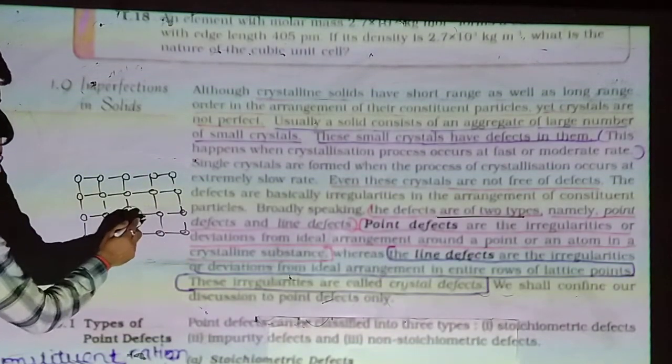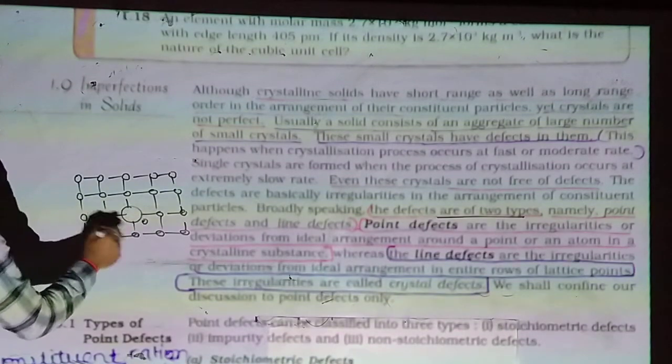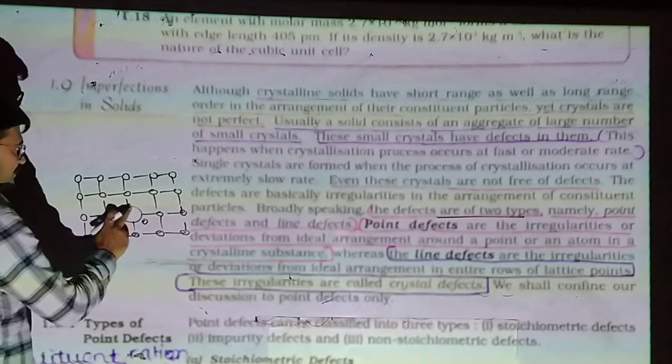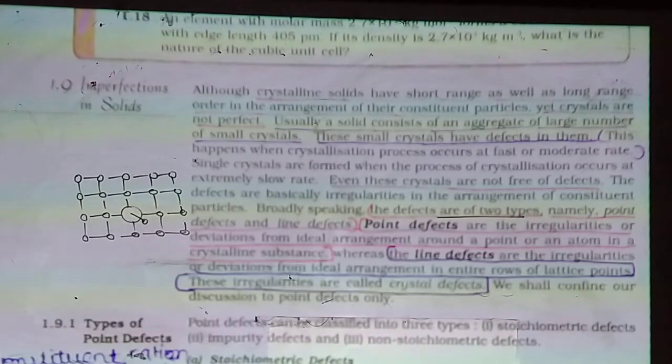That is point defect. In the crystal, we take our constituent particles as lattice points, and a lattice point is moved from its original place. So the point is slightly moved. So it is a point defect.